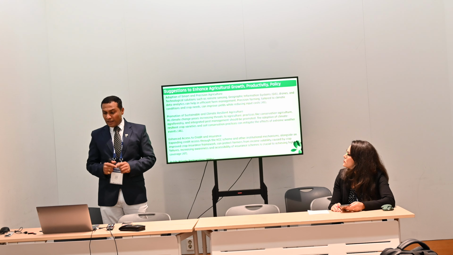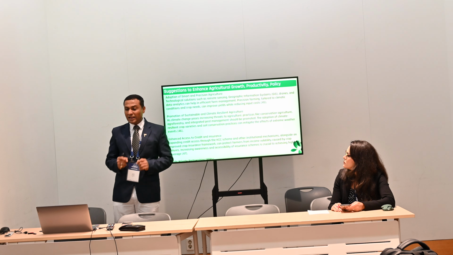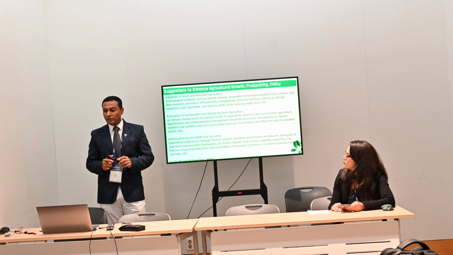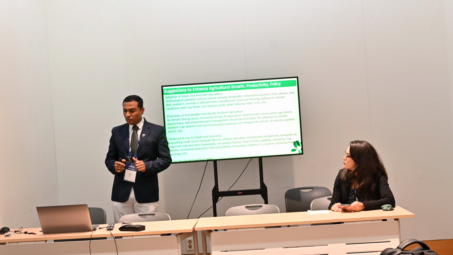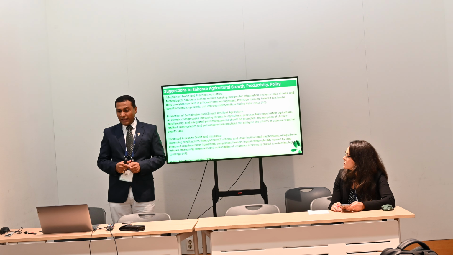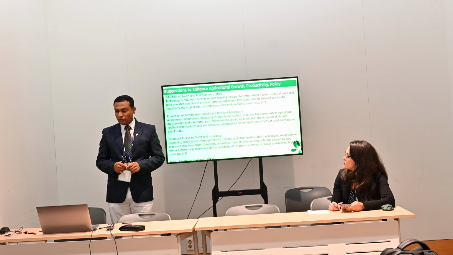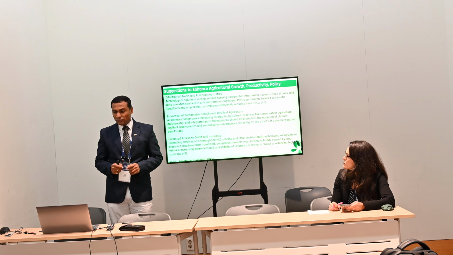Promotion of sustainable and climate-resilient agriculture. As climate change poses increasing threats to agriculture, practices like conservation agriculture, agroforestry, and integrated pest management should be promoted. The adoption of climate-resilient crop varieties and soil conservation practices can mitigate the effect of extreme weather events.